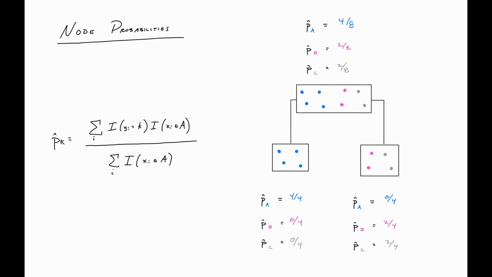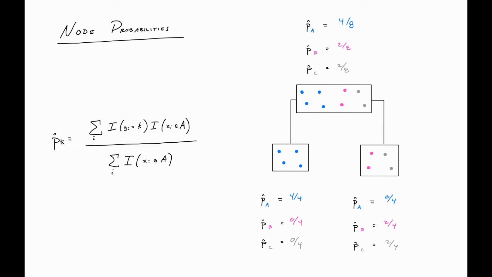But then we split. And the left node is all blue now. There's nothing but blue in here. So now we have 100% probability here and 0 probability here. That's kind of nice. And over here, there's nothing on blue. It's still 50-50 for pink and gray, which isn't great. We'd have to flip a coin to make a classification. But it seems to be better than this.